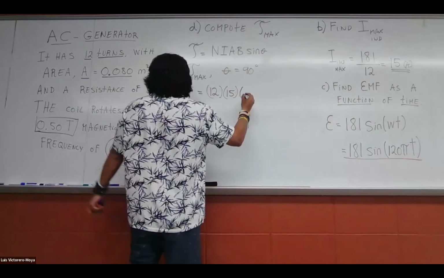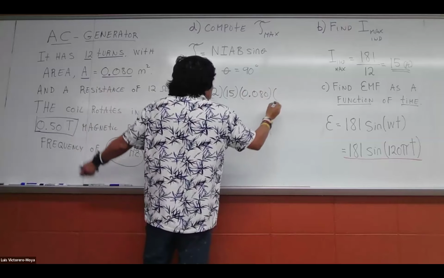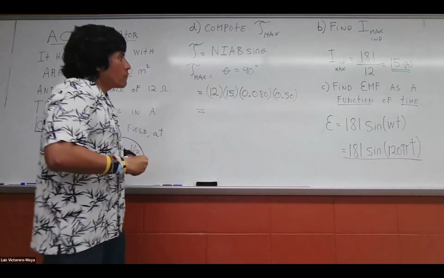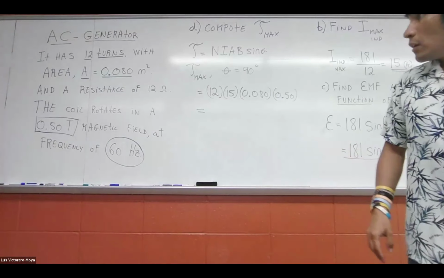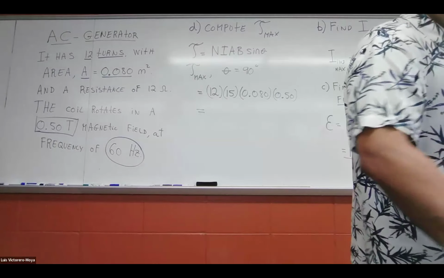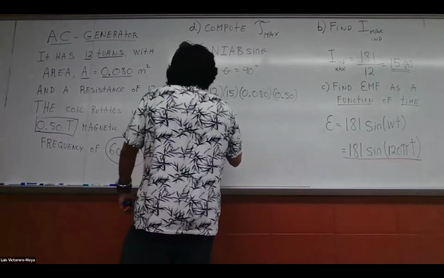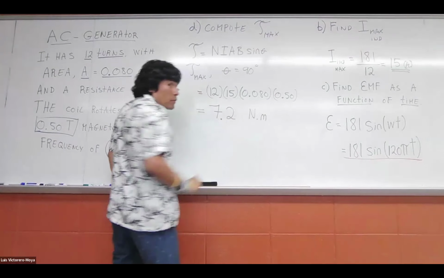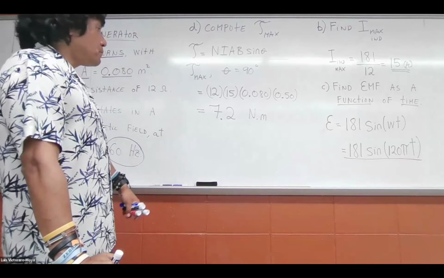The area, 0.080. The magnetic field, 0.50. There you are. So that's how you do it. So 12 times 15 is 180, times 0.08, not a lot, only 7.2 newton meters.